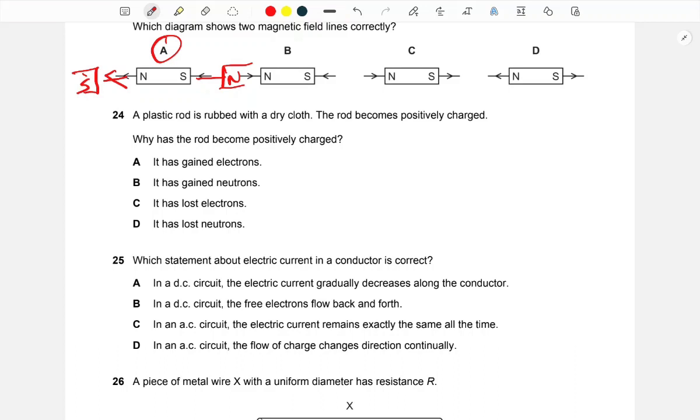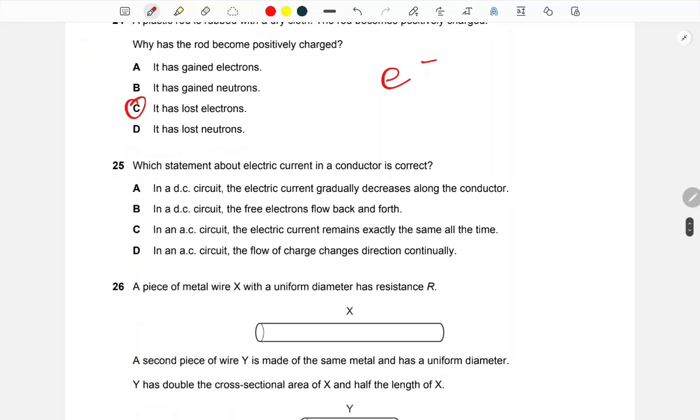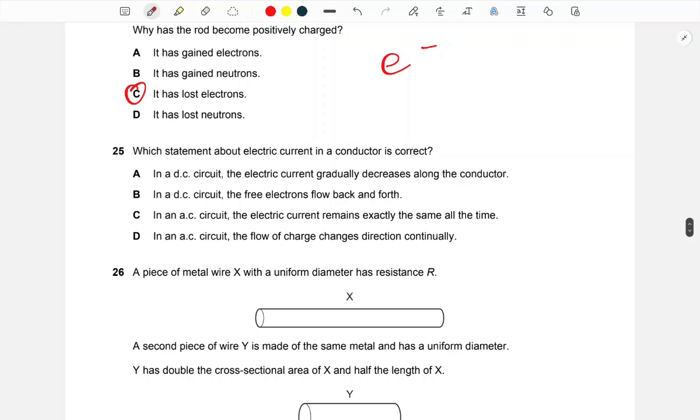So charge is determined by losing or gaining electrons, and since electrons are negatively charged, if it loses electrons, it becomes positively charged. Number 25. Which statement about electric current in a conductor is correct? Let's look at the choices. In a DC circuit, the electric current gradually decreases along a conductor.